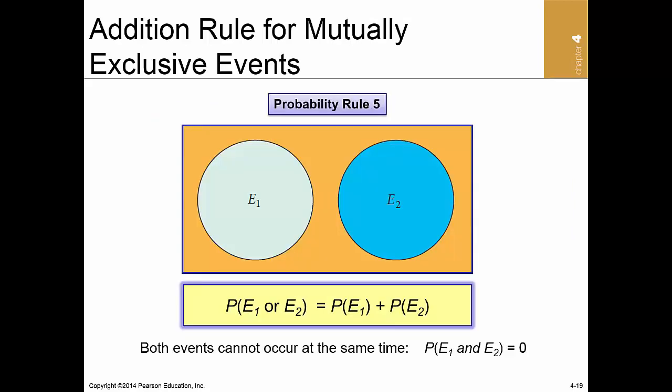We indicated previously that when two events are mutually exclusive, both events cannot occur at the same time. Thus, for mutually exclusive events, P(E1 and E2) equals 0. Therefore, when you're dealing with mutually exclusive events, the addition rule assumes a different form.